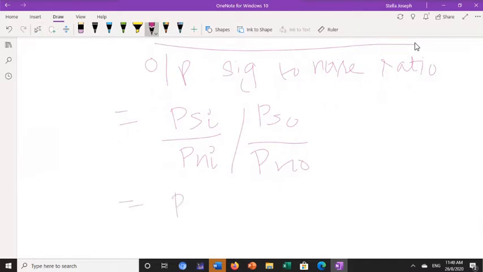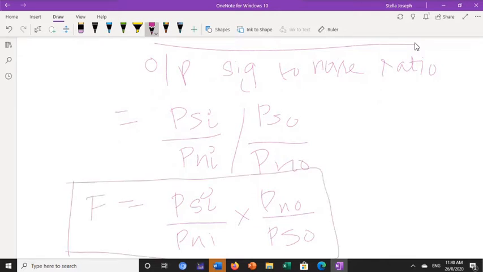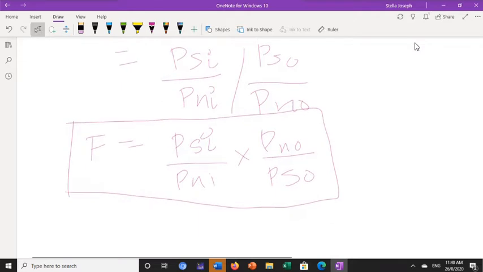So I can write this equation as PSI divided by PNI into PNO divided by PSO. This is my noise factor. So now I need to find the noise output power.